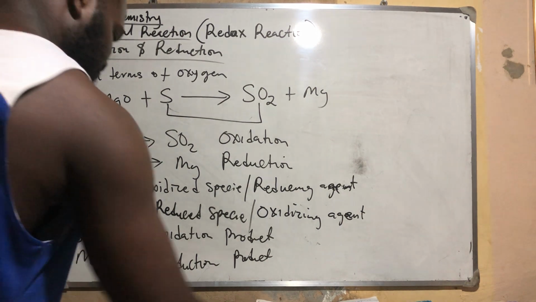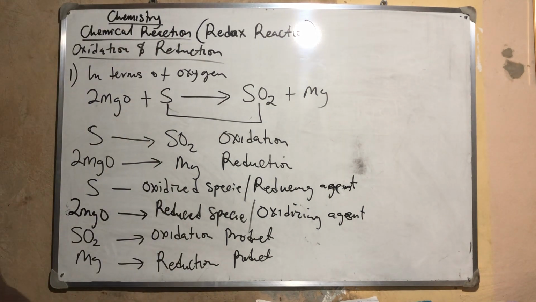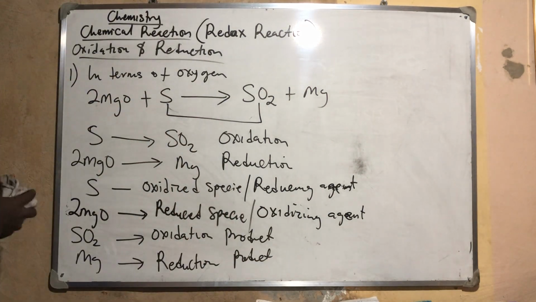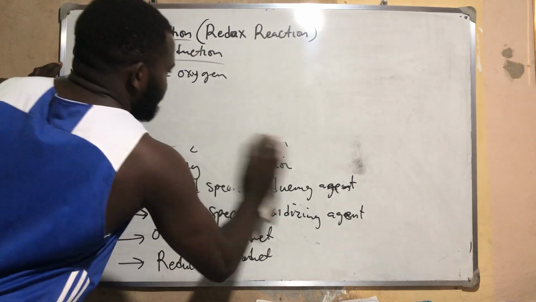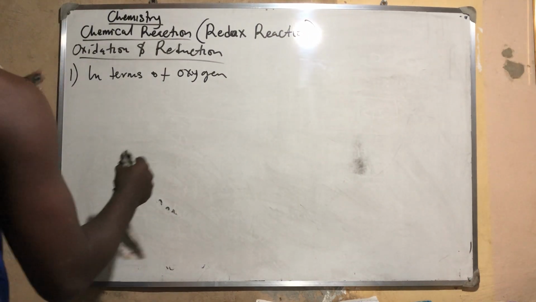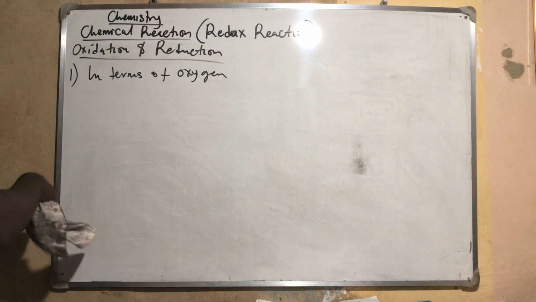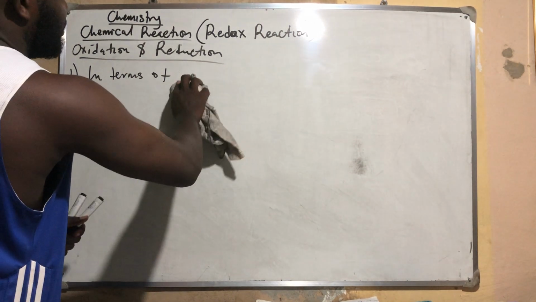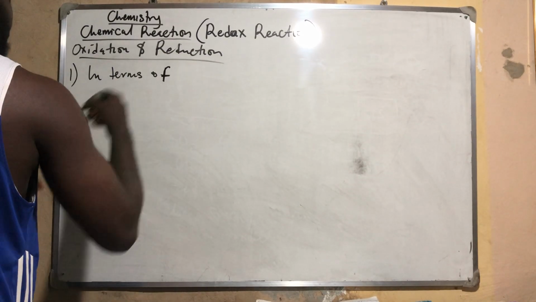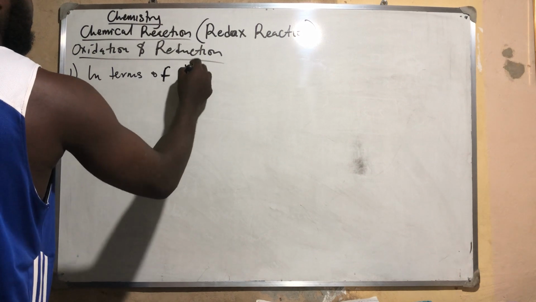So let's move to the next one. The next one we are moving to is in terms of hydrogen. We have talked about in terms of oxygen. In fact, redox reaction is just a reaction that involves hydrogen and oxygen. In a way, that is a specific part of it. So let's talk about in terms of hydrogen.